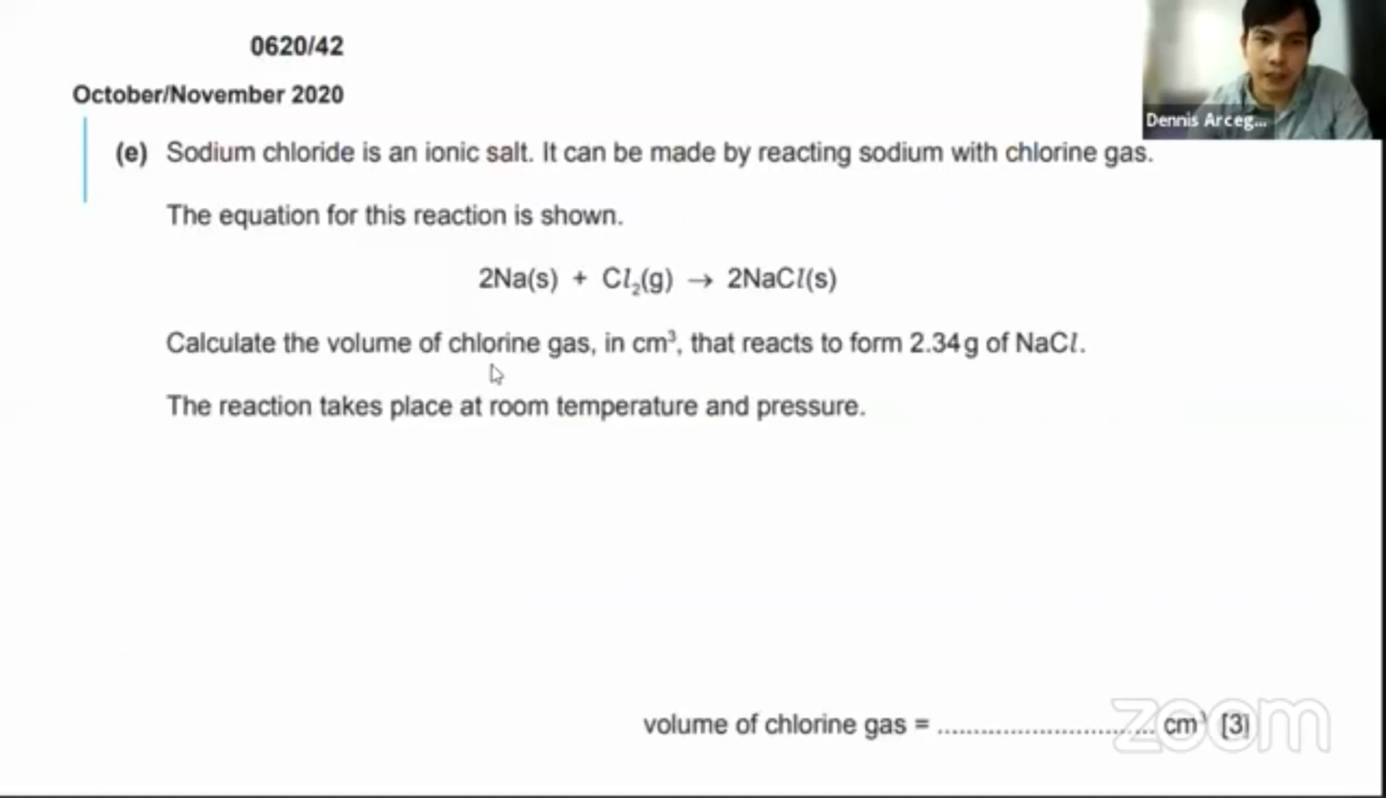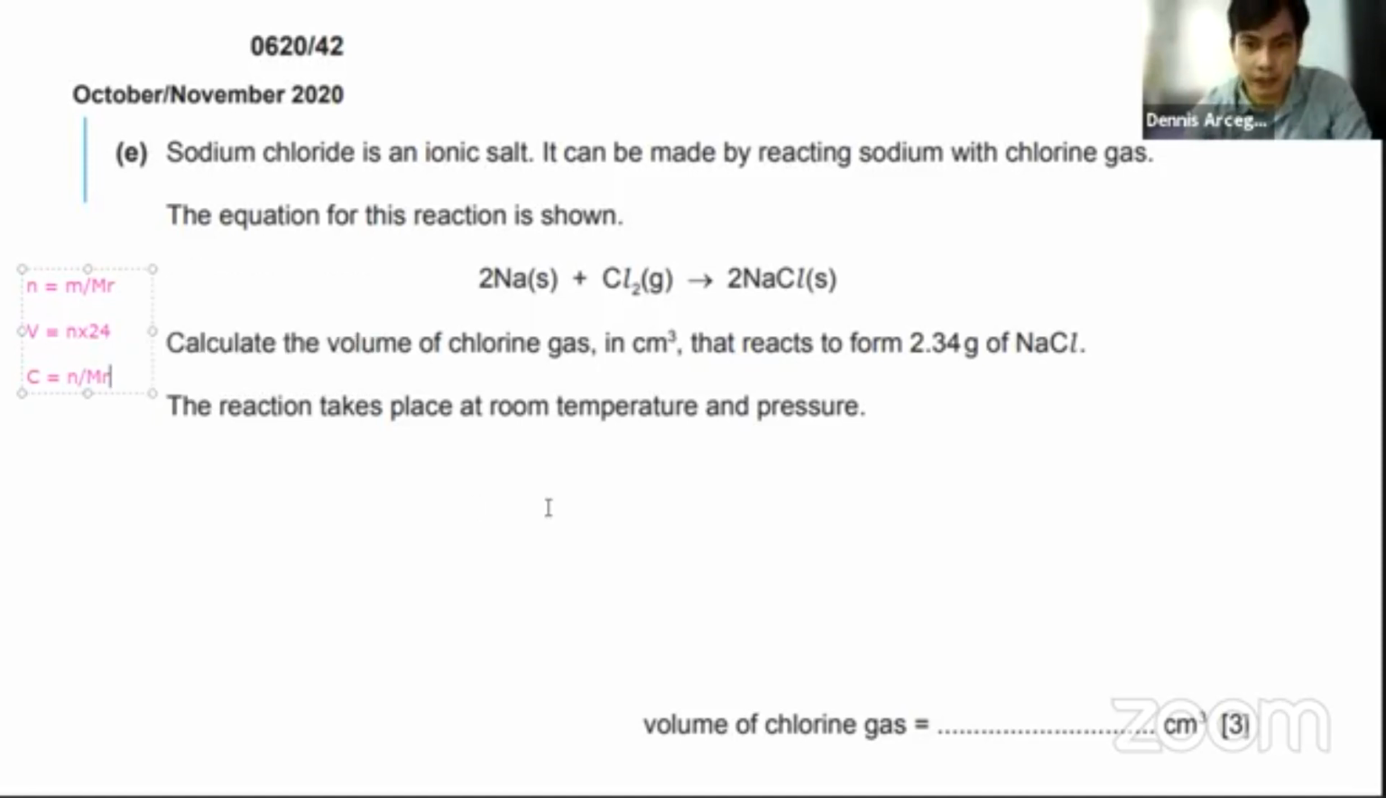For this one, calculate the volume of chlorine gas in cm cubed that reacts to form 2.34 grams of NaCl. So the first thing you need to do here, let's write the formula. We have N is equal to M over MR. Then for gas, volume is N times 24. Then for concentration, it is N over V, like this one.